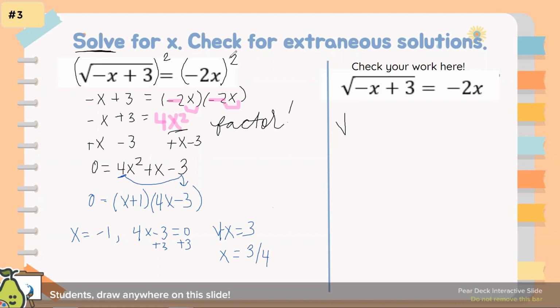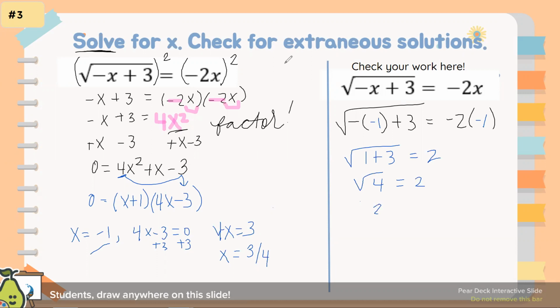So let's check and see if the square root of negative x plus 3 is equal to -2 times x. And I like to always put parentheses when we're checking. Checking -1 means that we're going to plug it into all of our parentheses and see if we get a true statement. -(-1) is +1. Is the square root of 1 plus 3 equal to -2 times -1? 2. The square root of 4 is definitely 2. So x equals -1 is certainly a solution.